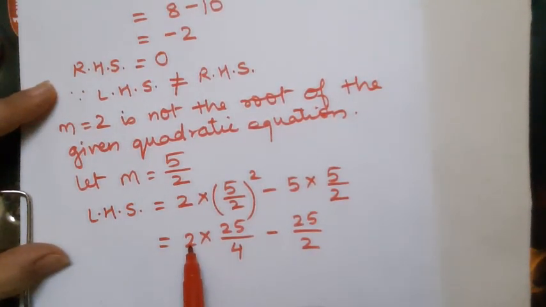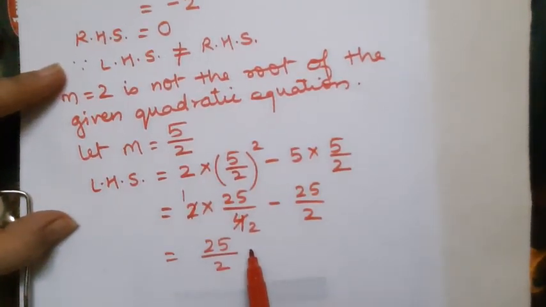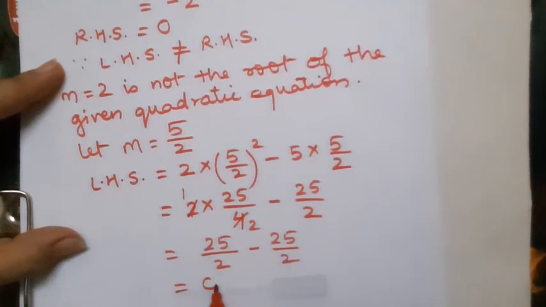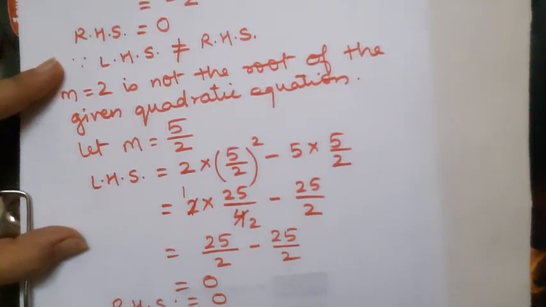Okay, now we can cancel this 2 and 4. 2 1s are 2, 2 2s are 4. So we get 25 upon 2 minus 25 upon 2. So this is equal to 0. Now RHS is also equal to 0. Therefore LHS is equal to RHS.